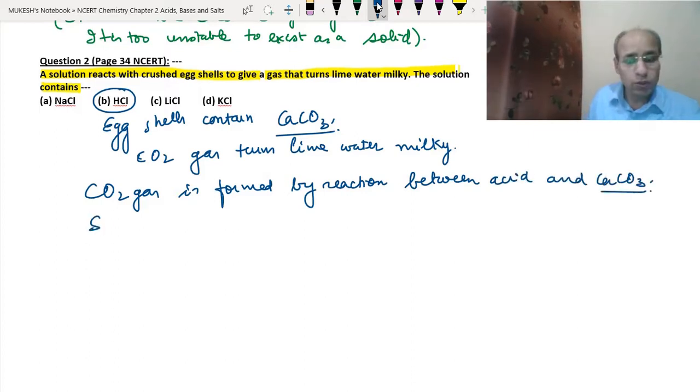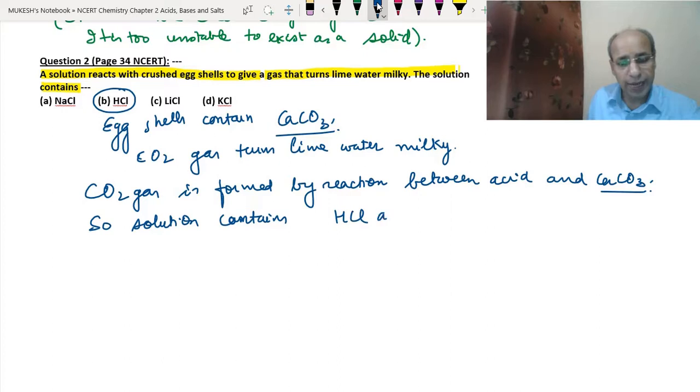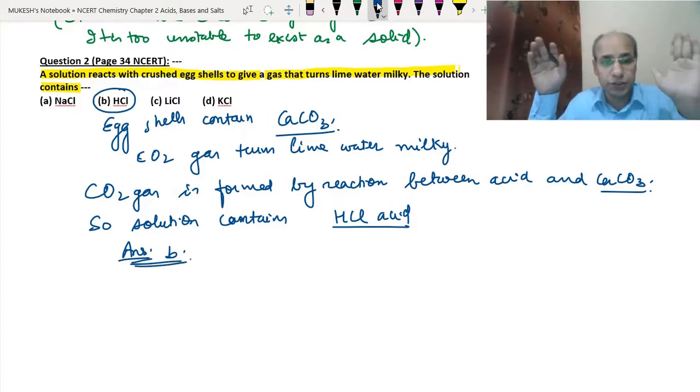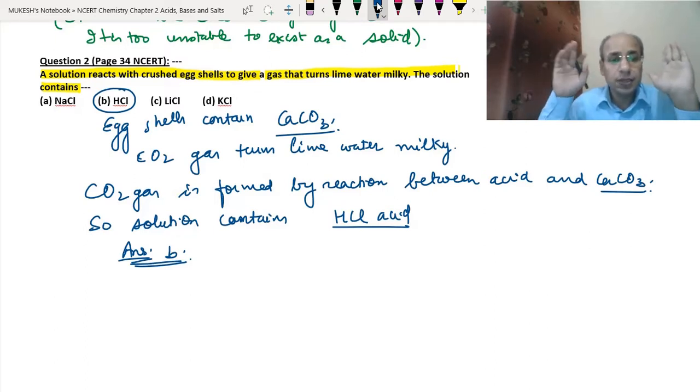So CO2 gas is formed by reaction between an acid and calcium carbonate. So the solution contains hydrochloric acid, and our answer is B. In the exam, we don't have to write so much explanation; we have to just write the answer. This explanation is given to you so that you can understand the question very well.